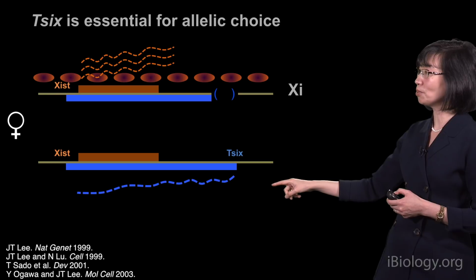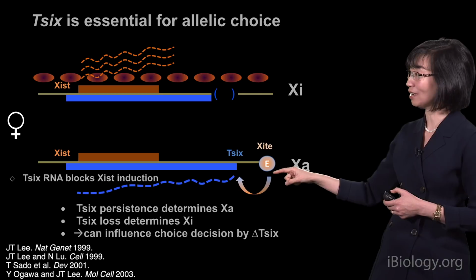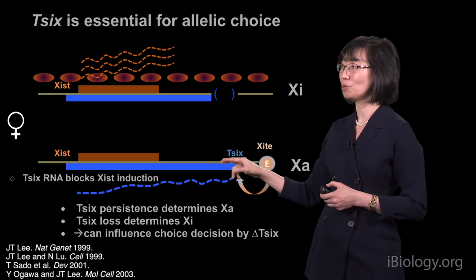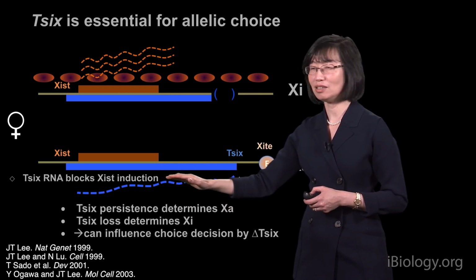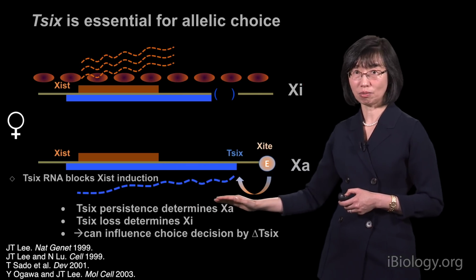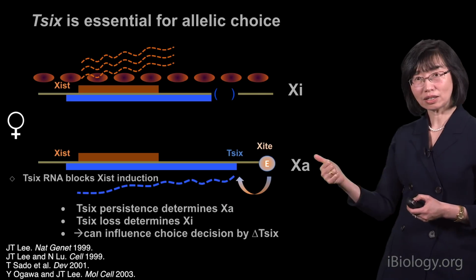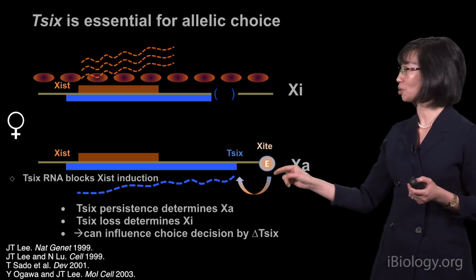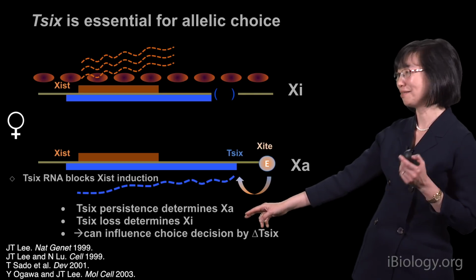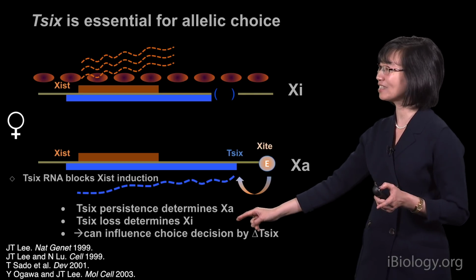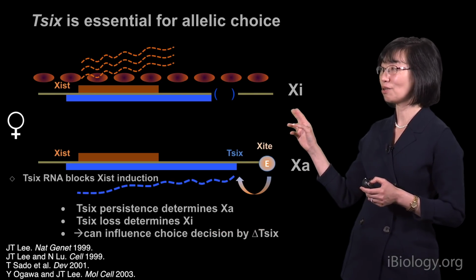While on the other X chromosome, the action of the Xite enhancer allows Tsix to persist on that chromosome so that the Xist gene continues to be repressed on that chromosome, and that chromosome stays active. So the action of Tsix is essential for this allelic choice, with its persistence determining the active X chromosome, and its loss determining the inactive chromosome.